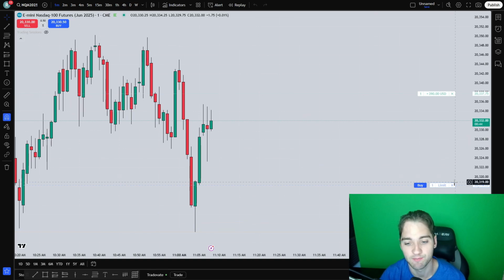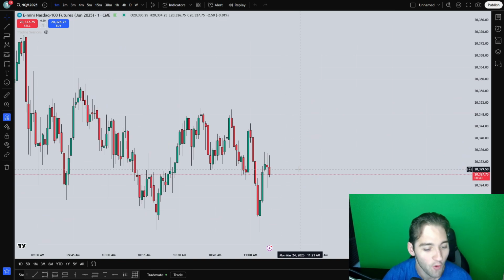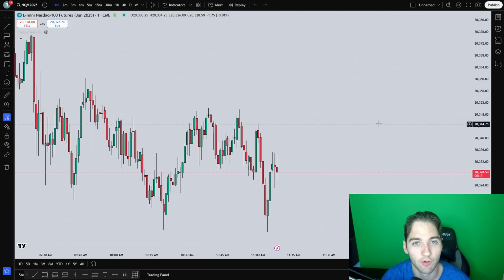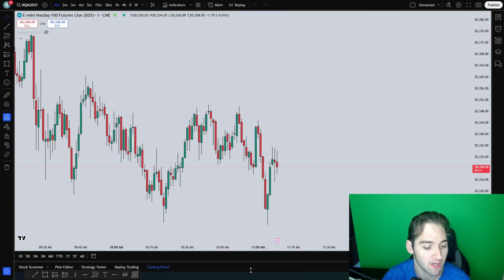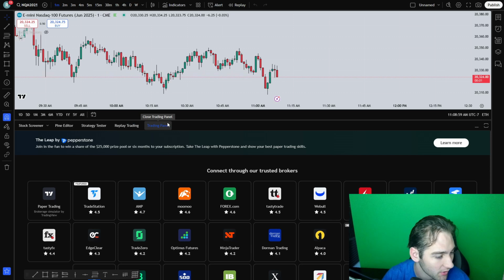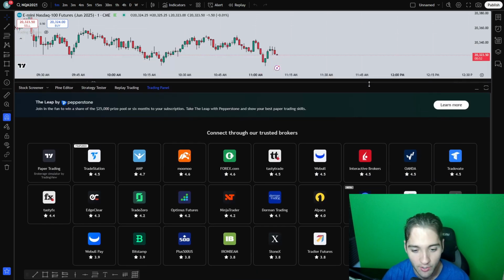Those are the specific types of orders. With that being said, when it comes to trading, guys, we want to make sure we have a broker. What you want to do is go down here to this little panel. It shows stock screener, trading panel. We're on the trading panel here, and it shows us a bunch of brokers we could open an account with and deposit money so we could get started trading.